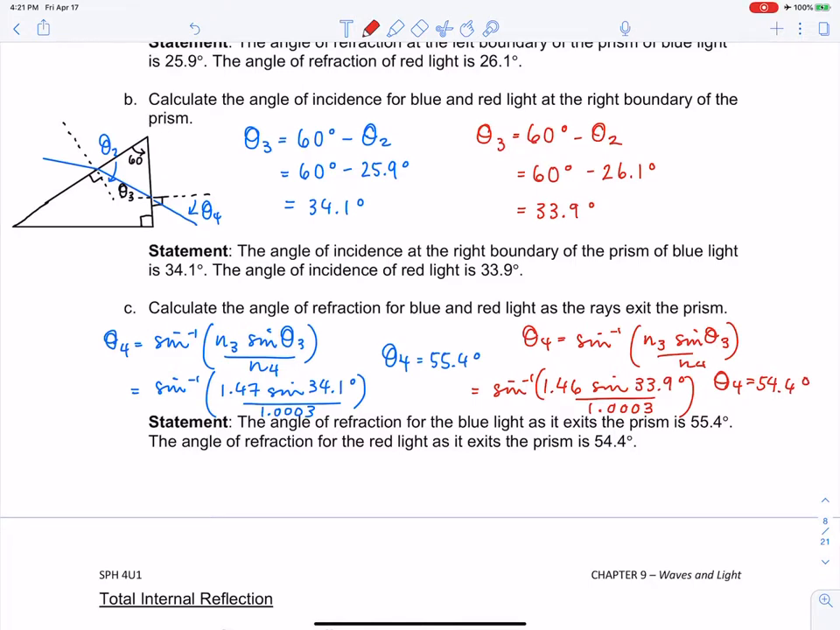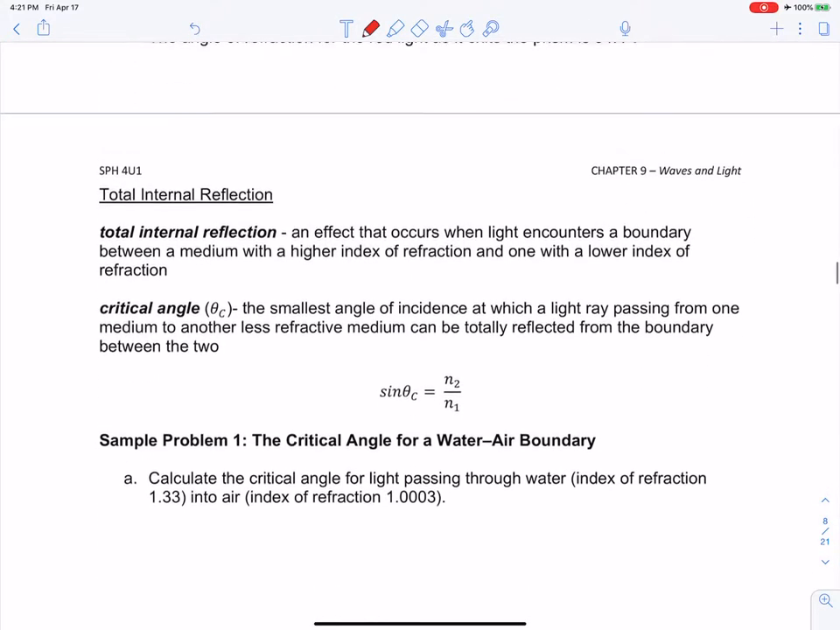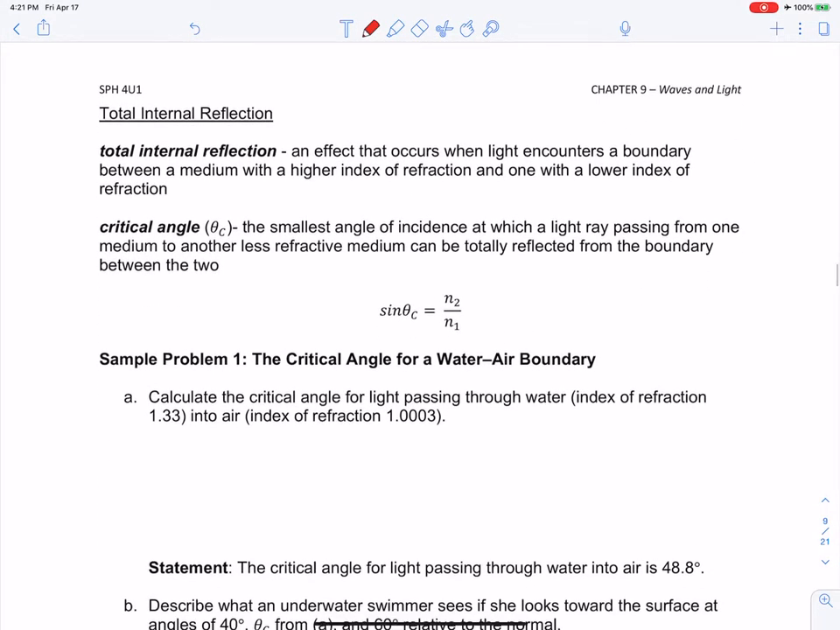Okay, our next section is the concept of total internal reflection. Total internal reflection is an effect that occurs when light encounters a boundary between a medium with a higher index of refraction and one with a lower index of refraction. And we introduce the concept of a critical angle. This is the smallest angle of incidence at which a light ray passing from one medium to another, less refractive medium, can be totally reflected from the boundary between the two.